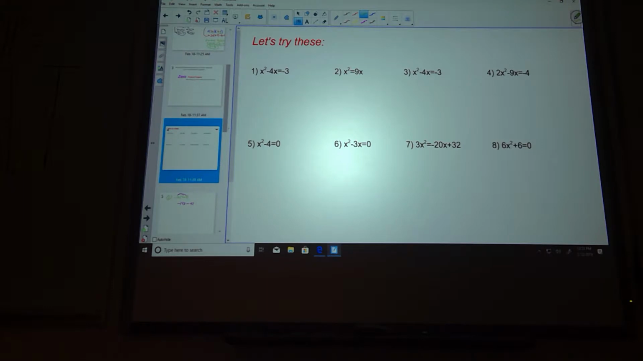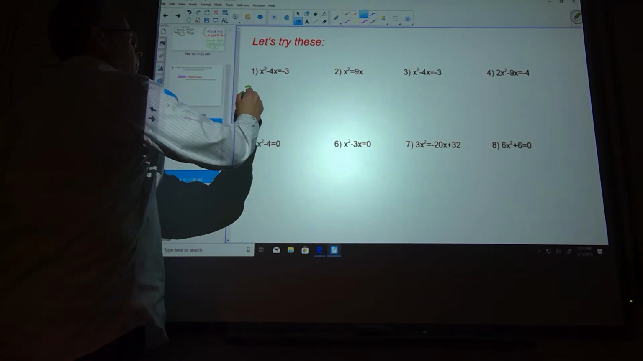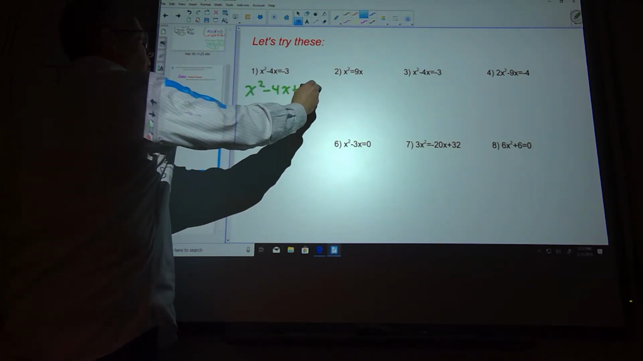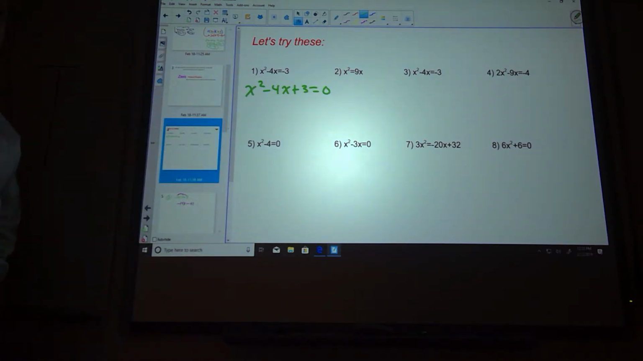Okay. So, problem number 1. Does it have an equal sign? Yes. So we're going to solve it. But it doesn't equal 0. So how would I move that -3 to the left side? Plus 3. Yeah. So you want it to equal 0. So I'm going to add 3 to both sides. Now it's equal to 0. You see what I just did?